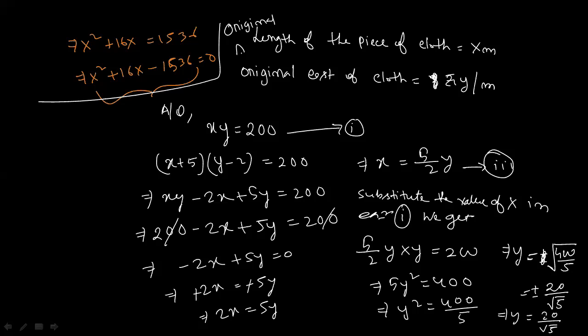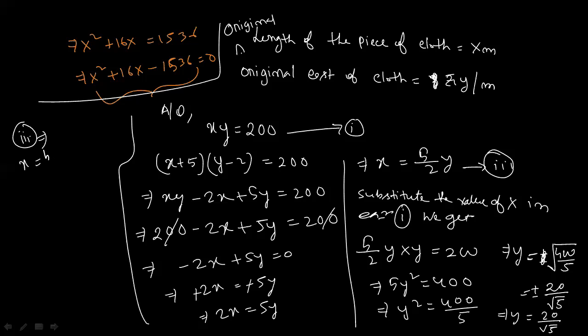Now what will be the length of the piece of cloth? Just put the value of y here. See, in equation 3, x will be 5 by 2 into 20 by root 5. The 2 tens are 20. So it will be 10 into 5 by root 5. Now see, 5 we can write as root 5 whole square, so 10 into root 5 whole square by root 5.